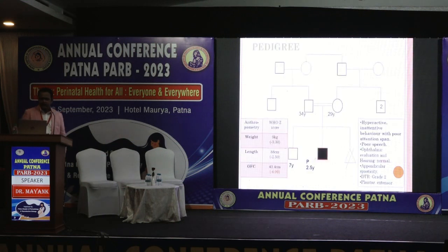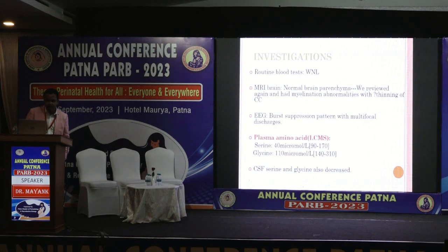They came to me. I took the family history. There was history of consanguinity. There was microcephaly. It was -4 standard deviation. Apart from that, most of the examination was normal, apart from spasticity. Routine blood tests were normal. I reviewed the MRI brain. Thinning of corpus callosum was there. Again, there was nothing specific.